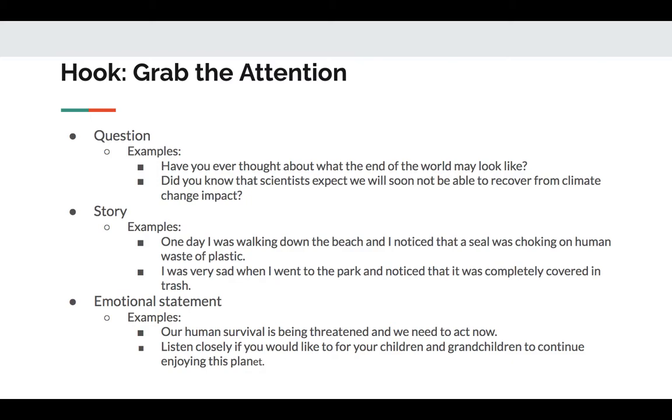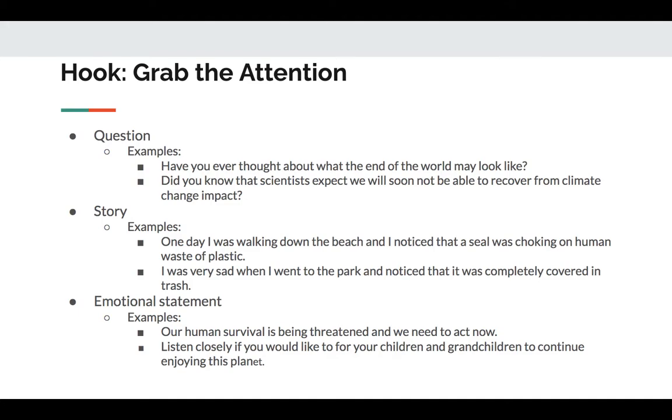Our human survival is being threatened, and we need to act now. Listen closely if you would like, and that's misspelled, for your children and grandchildren to continue enjoying this planet. So both of those are just straight from the cuff, just whatever you think, and they're both pretty much just causing an emotional reaction on your reader.